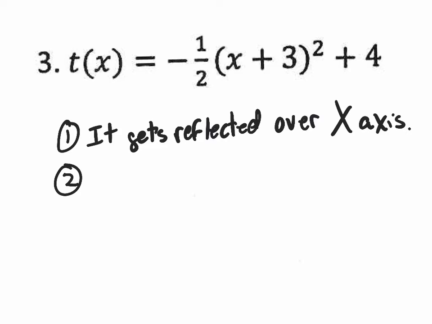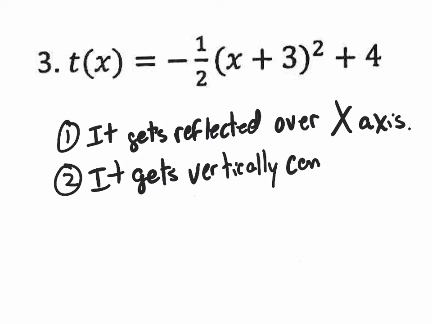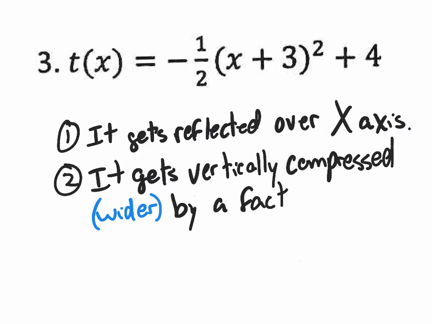It gets wider. But the correct math words to use are going to be what? It gets vertically compressed. What does that mean? That means wider. By a factor of what? Of 1/2. Don't put the negative because the negative just tells you that it's going to open down. And we already stated that when we said that it got reflected over the x-axis, right? So don't put the negative right there. It just gets compressed by a factor of 1/2. It got wider by the factor of 1/2.